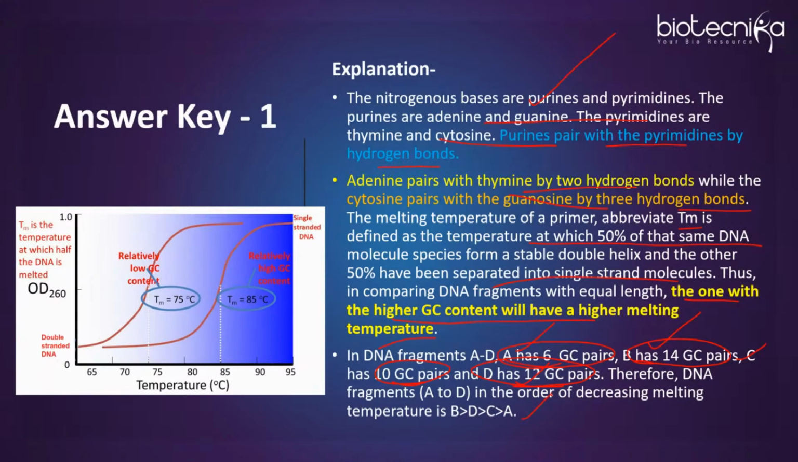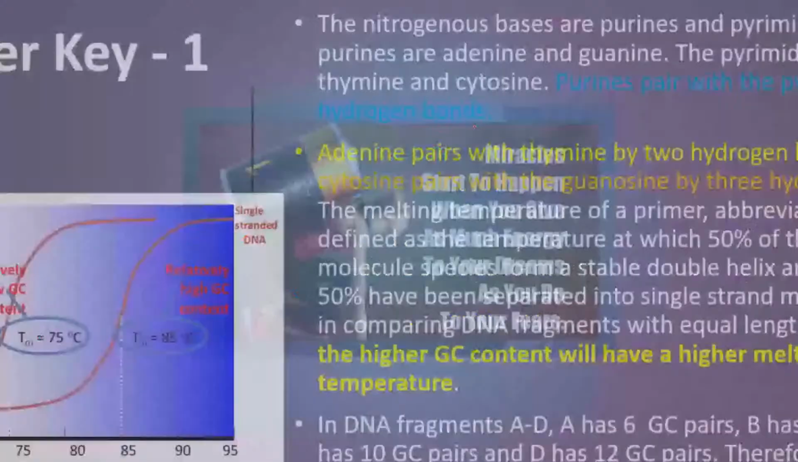I hope you followed. There was another Tm based question in shift 2, but it was dropped because they were supposed to give a DNA melting profile, a graph. The question mentioned the graph, but actually there was no graph in the question paper. So that is why it was dropped. I think they replaced it with another question, right?